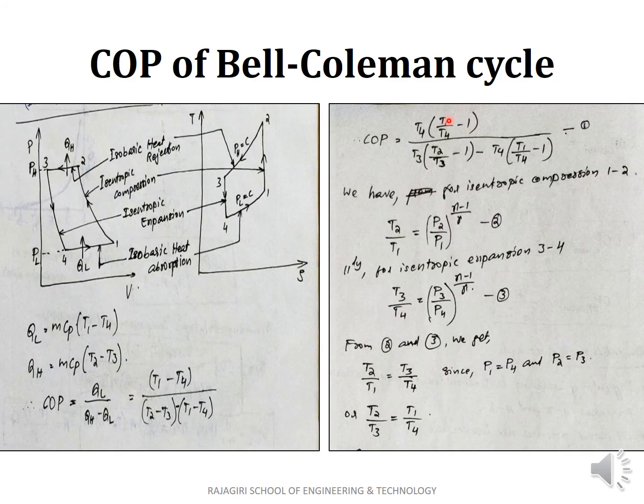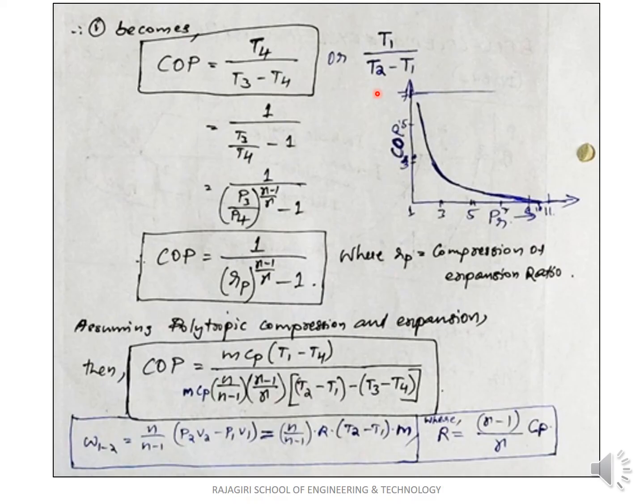You can see from this expression, you can take T1 and T2 outside of the bracket. You will get the expression T1 by (T2 minus T1). So from this graph, COP versus the compression ratio, or pressure ratio, you can see that if the pressure ratio increases, the COP of the Bell-Coleman cycle decreases.